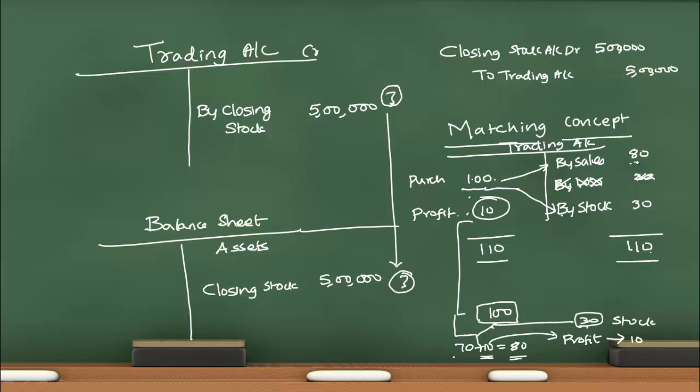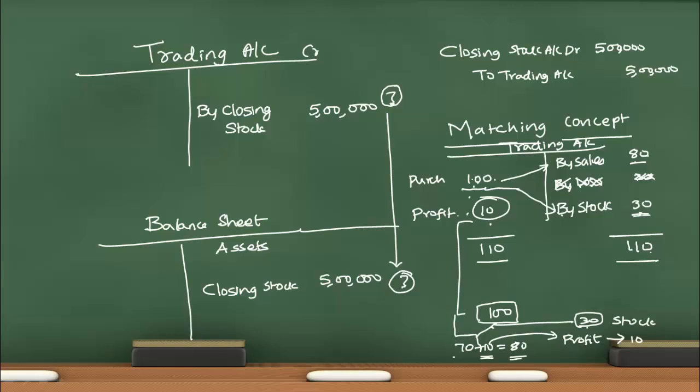so that we are comparing only the sales with that particular expense. When we are talking about sales of 80, we should compare it with an expense of 70 only. And how was that made possible? 100 minus 30, 70. So 70 is compared with 80. So we have a profit of 10. Fine. So it is for this reason this closing stock is shown on the credit side of the trading account.